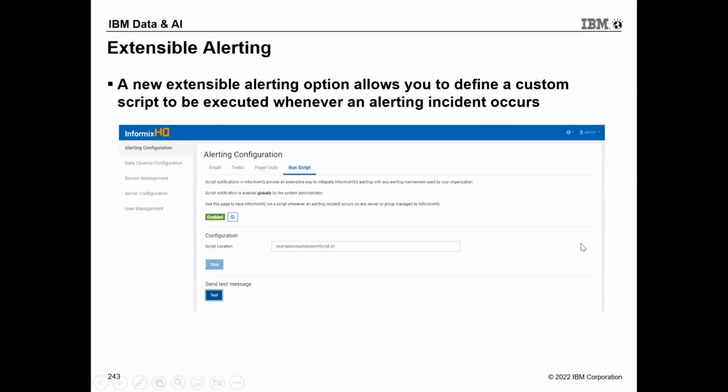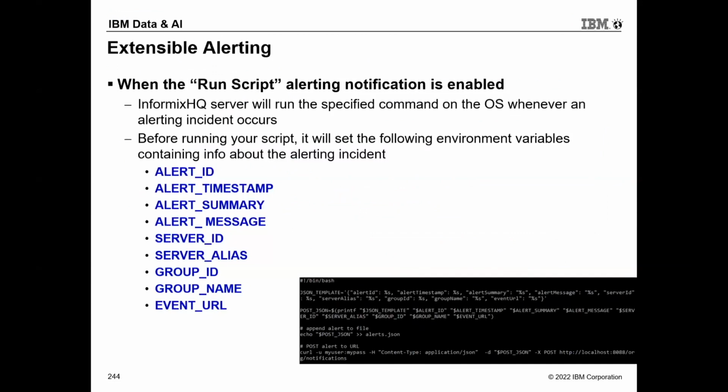Extensible alerting. A new extensible alerting option allows you to define a custom script to be executed whenever an alerting incident occurs. When run-script alerting notifications are enabled, the HQ server will run the specified command on the OS whenever an alerting incident occurs. Before running your script, it will set the following environment variables containing info about the alerting incident.